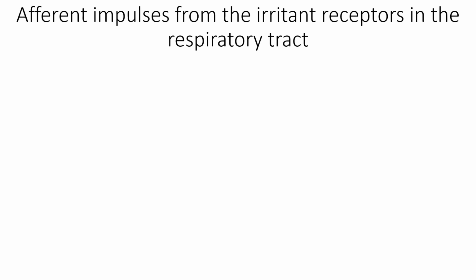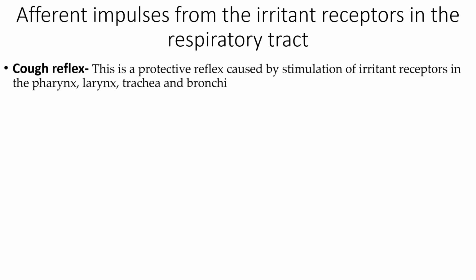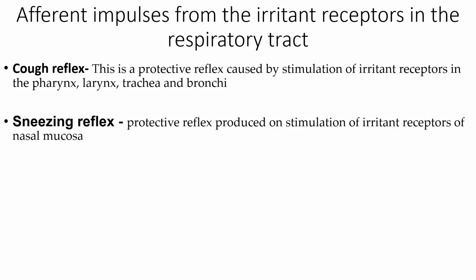Afferent impulses from the irritant receptors in the respiratory tract. First is the cough reflex. It is a protective reflex, and it causes stimulation of the irritant receptors in the pharynx, larynx, trachea and bronchi. If something is stuck in your pharynx or larynx, you start to cough, and it should not go to the lung. So it is a protective reflex, and it comes out from the respiratory tract. Then the sneezing reflex, a protective reflex again, which is stimulation of the irritant receptors in the nasal mucosa. Whatever dust or something is there in the nose or nostrils should not go inside to the lung, where it causes a deleterious effect, so it is sneezed out.